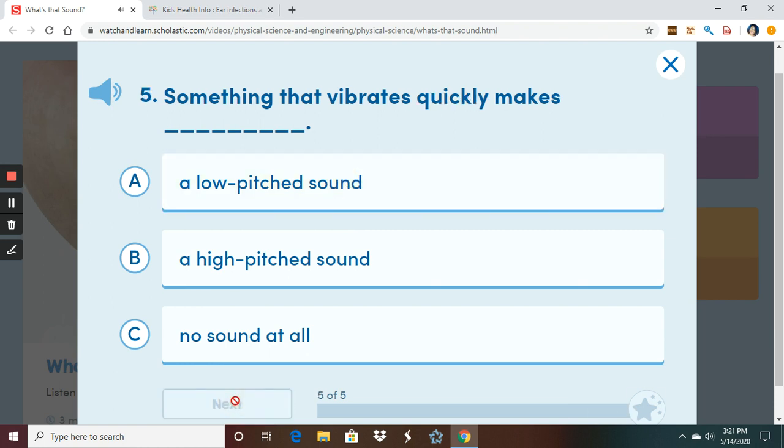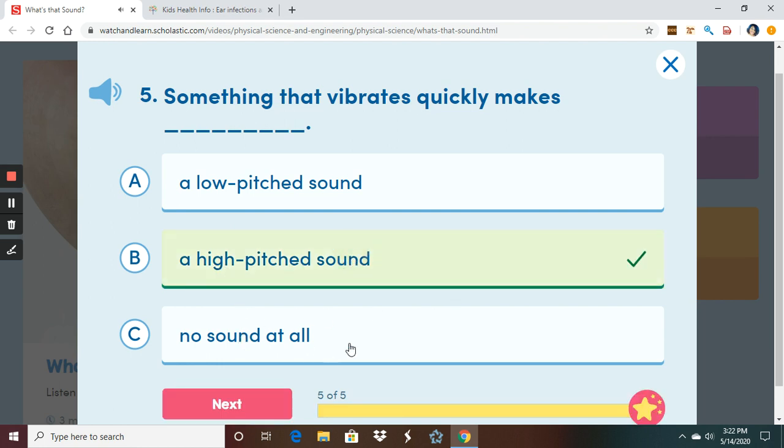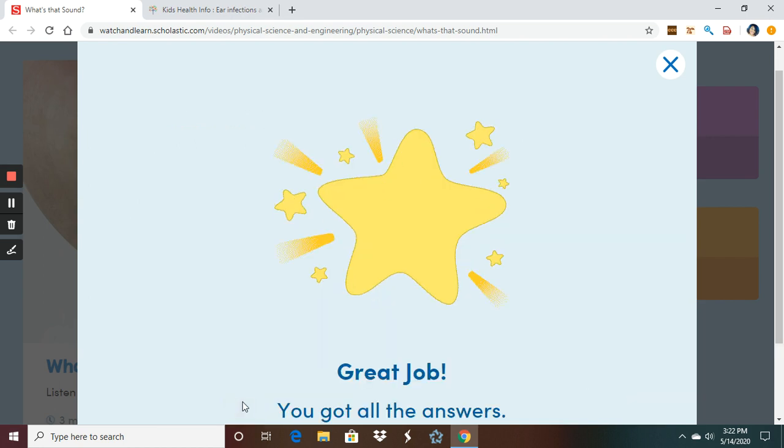Number 5, something that vibrates quickly makes A, a low-pitched sound, B, a high-pitched sound, or C, no sound at all. Which one? A, B, or C? That's right. Good job. And hey, look, I think we got a star. Great job. You got all the answers correct.